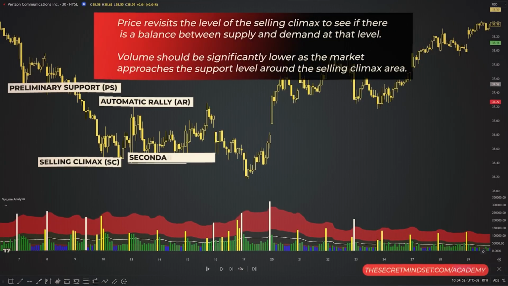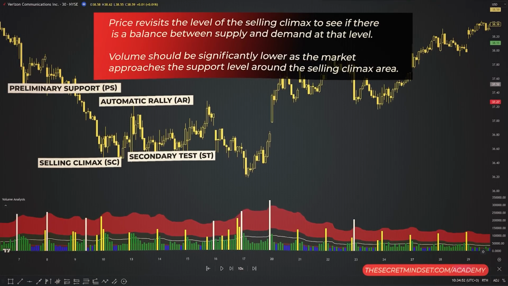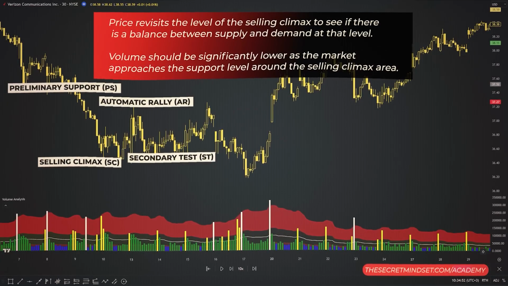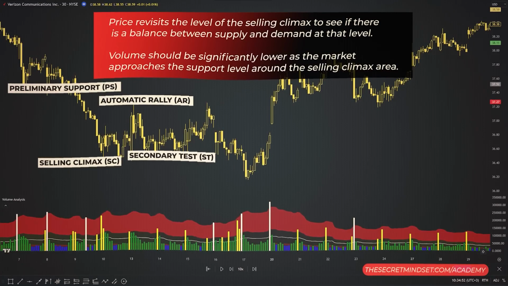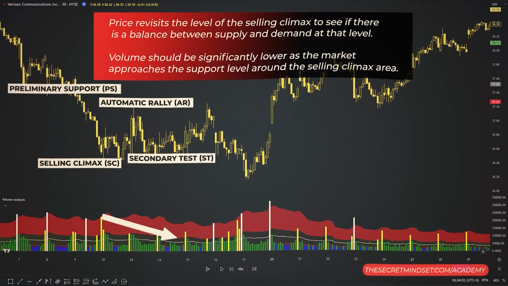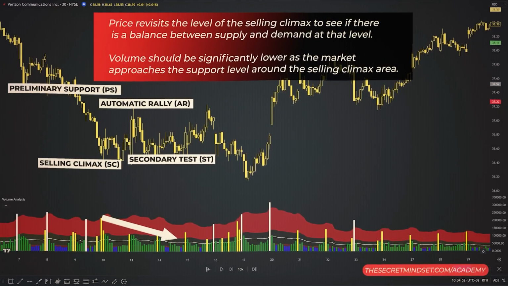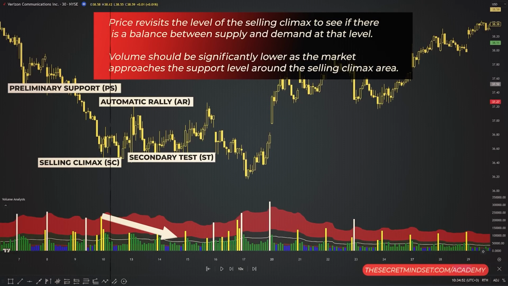Next is the secondary test. The price revisits the level of the selling climax to see if there is a balance between supply and demand at that level. For a bottom to be confirmed, the volume should be significantly lower as the market approaches the support level around the selling climax area. And it's common to have multiple secondary tests after a selling climax.